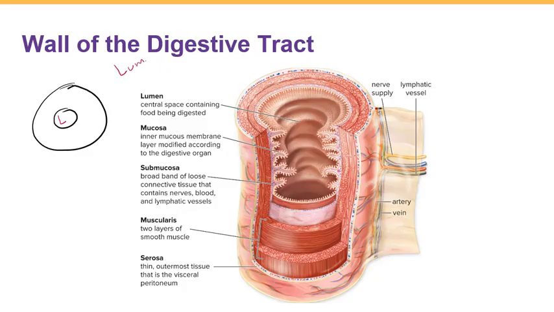So we have lumen in the center of our digestive tract, like in the center of your esophagus, stomach, small intestine and large intestine. There is a lumen, a space which food is going to pass through. And then we can define a wall for our digestive tract organs. So let's see what the wall is made up of.